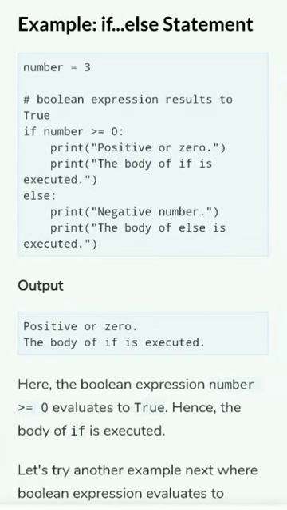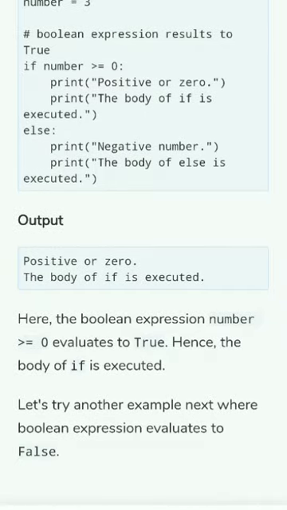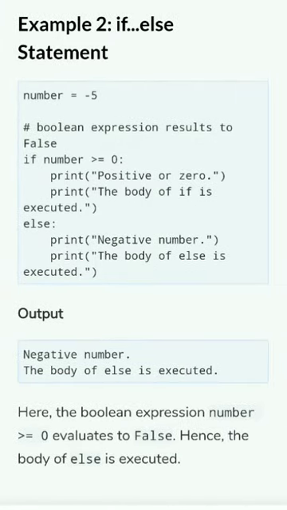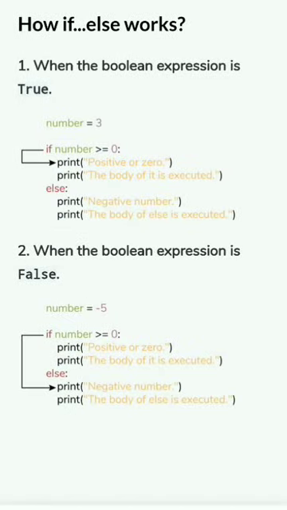Look here at the example: if number is greater than or equal to 0, print positive or 0, that is, the body of the if statement is executed. Then if this is not true, print negative number, and the body of else is executed. The number was 3 which is positive, that's why positive or 0, the body of if, is executed. Similarly, if the number were less than 0, then the else block is executed. Here you can see the output negative number as the body of else is executed. When the boolean expression is true and when it is false, the if-else statement works the same way as the if statement.